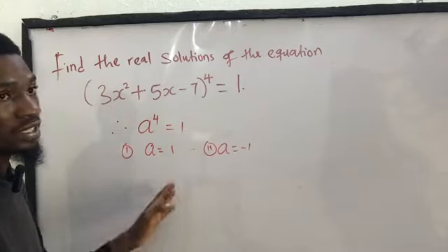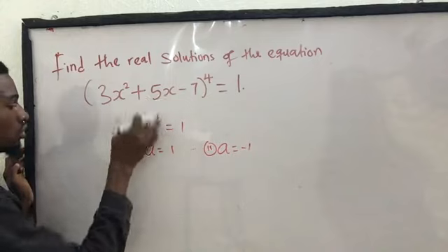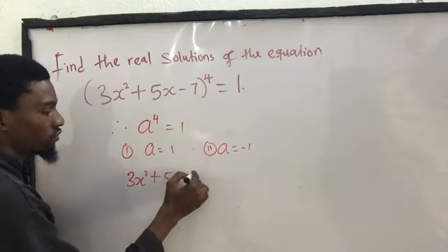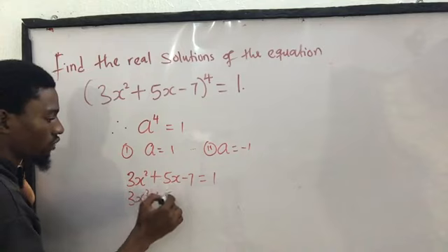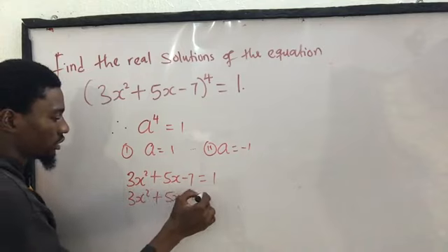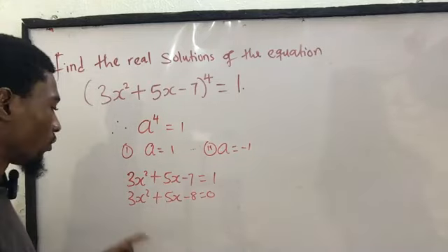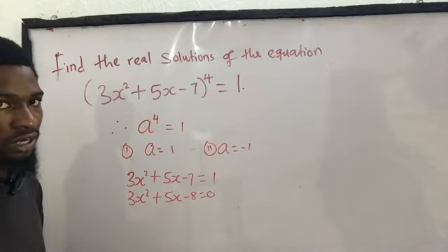So let's consider the first case when A is equal to 1. So where A is what? 3x squared plus 5x minus 7 is equal to 1. So you have 3x squared plus 5x minus 8 equal to 0. Yes, I think you can factorize this. We need a product of minus 24 because 3 times minus 8 will give us minus 24, then a sum of 5.